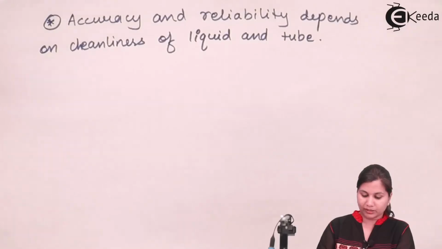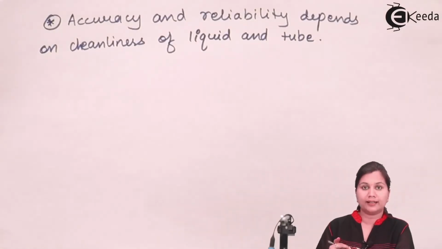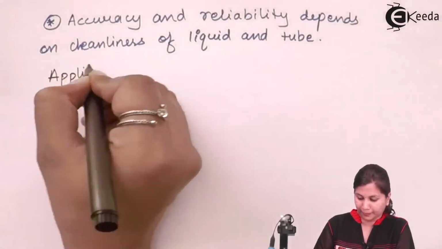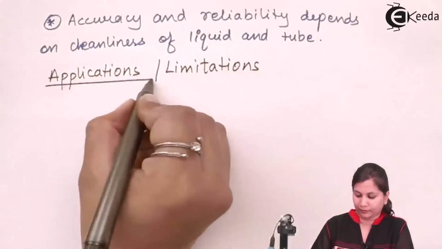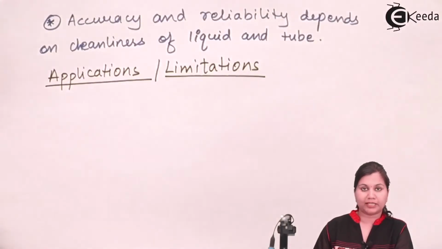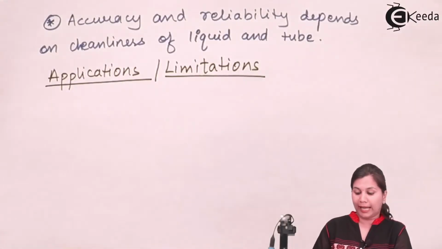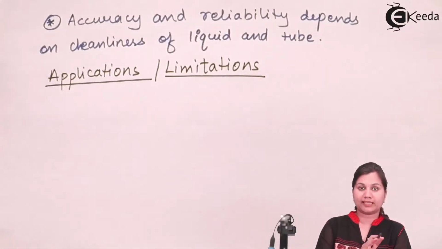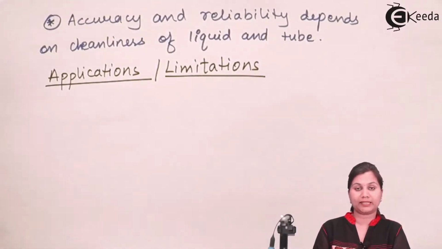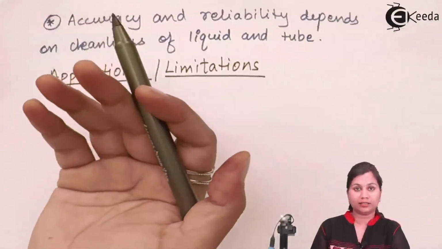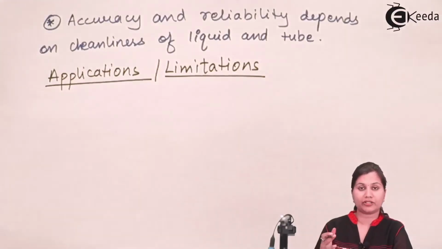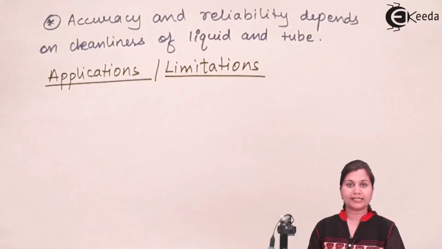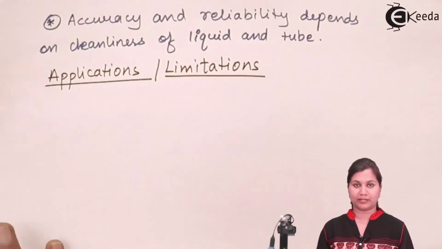Now next comes the applications along with its limitations. We are discussing applications and limitations together, because this method will be applicable in some cases, whereas it will not be applicable in other situations. So what are its limitations, that is, why it cannot be used in such conditions? So we are studying its applications along with its limitations.